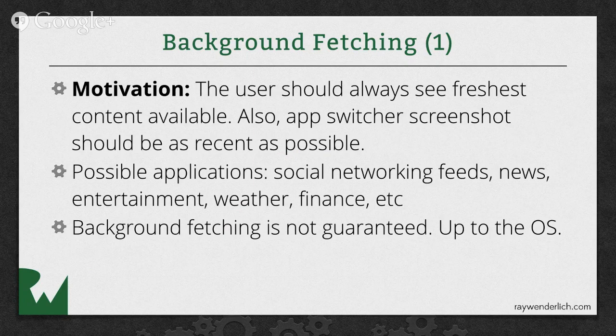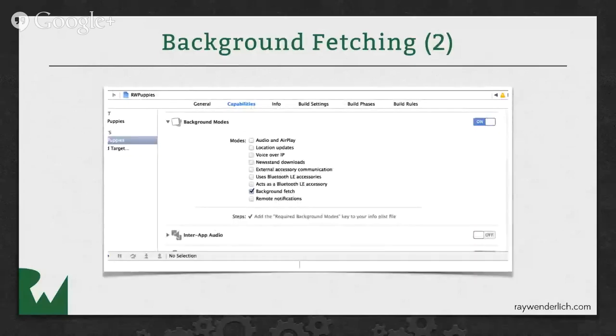Background fetching is not guaranteed. It is up to the operating system. So with the APIs that we're going to talk about, you can only raise your hand and say, I would like to be woken up to fetch some data and do something. And it is up to the OS. It is going to go through some algorithms based on the battery life and energy of a device. And it is going to select the apps that it is going to wake up, so you definitely can't count on it. All right, so if you want to implement background fetching, the first thing you have to do in Xcode is go to the capabilities tab, which is new in Xcode 5, and turn on background fetch.